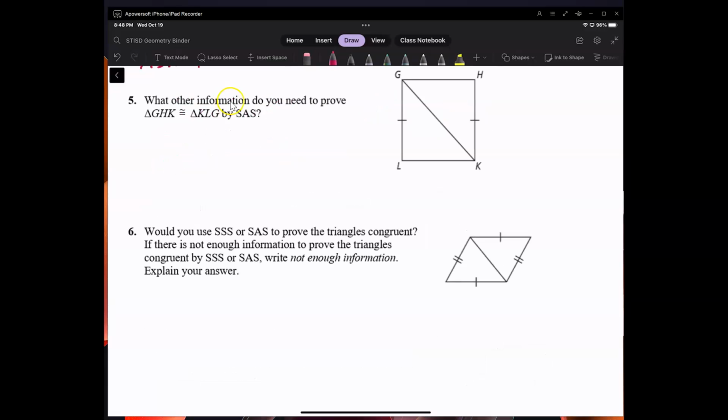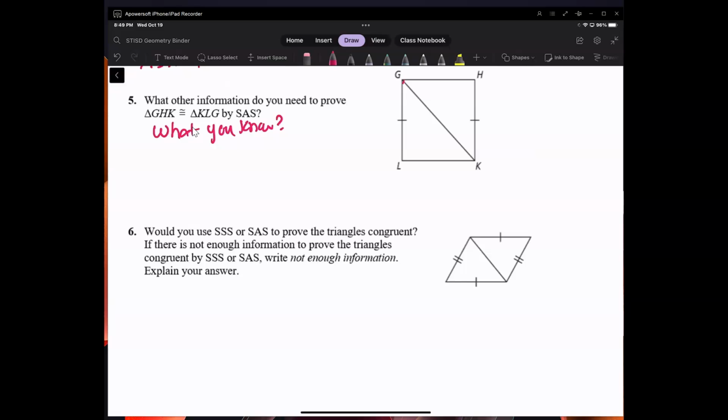What other information do you need to prove triangle GHK is congruent to triangle KLG? So you're going to write down what you know. So we do this in class. We ask ourselves, we look at the picture, what do we know?